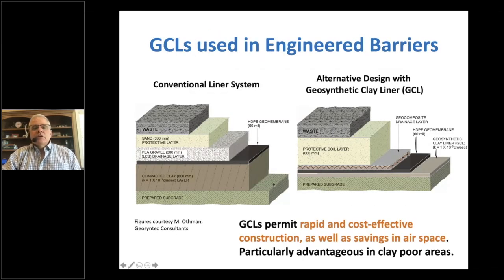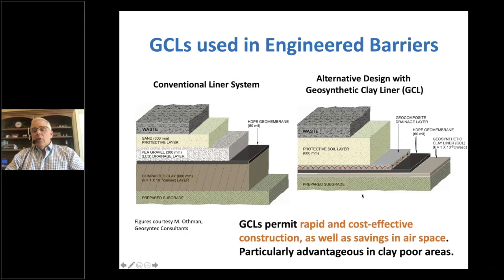We think about the application of a GCL in engineered barriers. We're almost always using them in a composite system, a combination of a high-density polyethylene or some type of geomembrane, doesn't have to be HDPE, as part of a multi-layer sandwich like I show here on the left. We've got waste, we've got a leachate collection system, perhaps with a protective layer and some gravel, but underneath that is our liner. We've got a geomembrane underneath, conventionally, a compacted clay liner. And at least for municipal solid waste, that has to be at least 2 feet thick, that compacted clay layer. And we put that on a prepared subgrade.